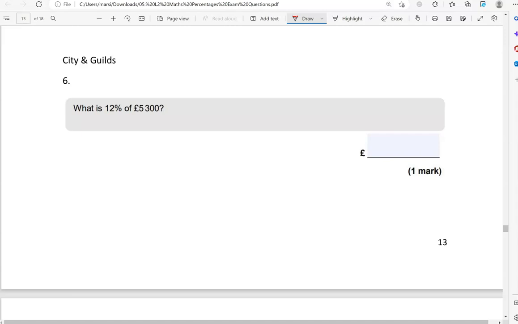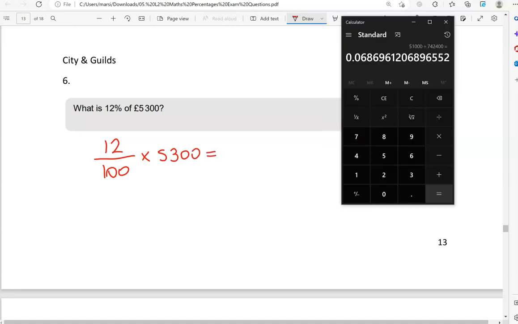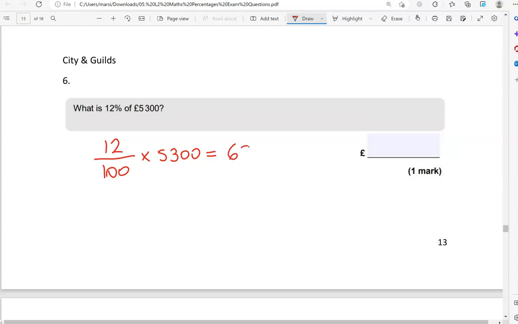What is 12% of 5,300? Okay, so now we have to work out percentage of a number or amount, as it's in this case. So 12%, that is 12 out of 100 of 5,300. So 12 divided by 100 times 5,300, which gives us 636.